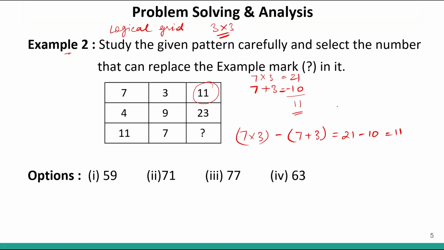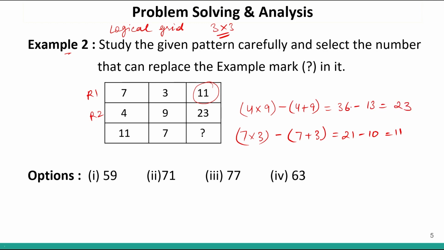So we would have to check. This was for row 1. Now let us check for row 2 as well. So if I do the same logic for row 2, that is 4 into 9 minus 4 plus 9. So 4 into 9 will be how much? 36 and 4 plus 9 will be 13. So this will give me 23, which is this number. So this logic is correct for both row 1 and row 2. So this is our logic and we'll apply the same logic to row 3 as well.